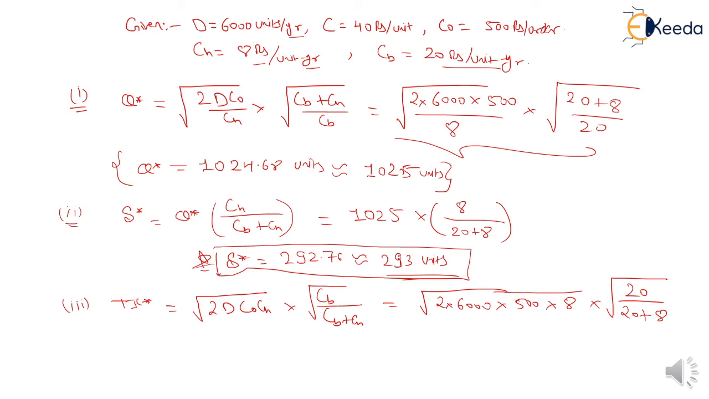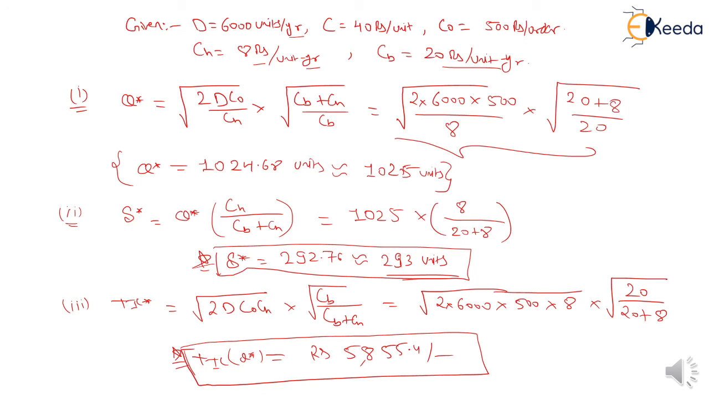Calculate this data. So how much is your total inventory cost? It is obtained as 5855.4 rupees. 5855.4 rupees is your optimal total inventory cost corresponding to Q star in the shortage or stock out model.